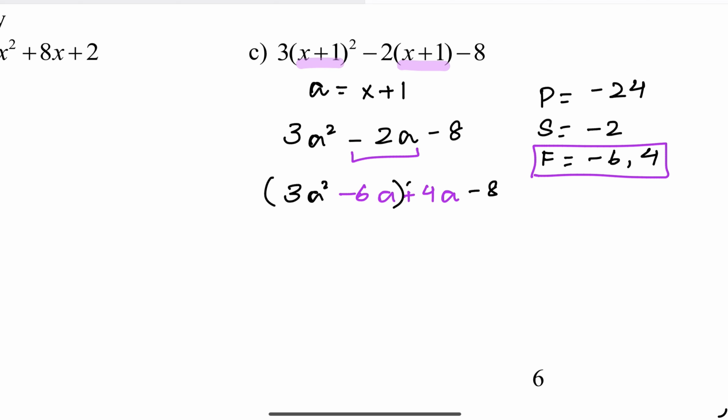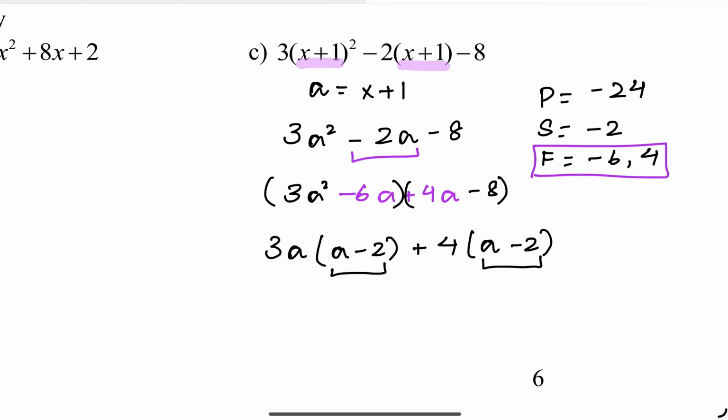So I'll factor out 3a from the first term, which leaves me with a minus 2, plus 4, factor out the 4, a minus 2. Now I have a minus 2, which is a common binomial, so I'm going to take it out, a minus 2, factor it out, and I'm left with 3a plus 4.